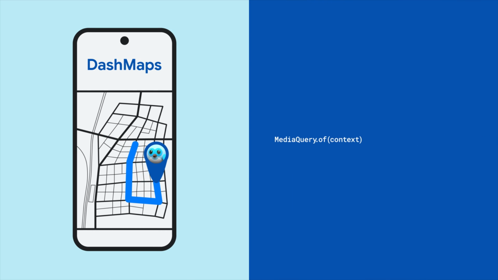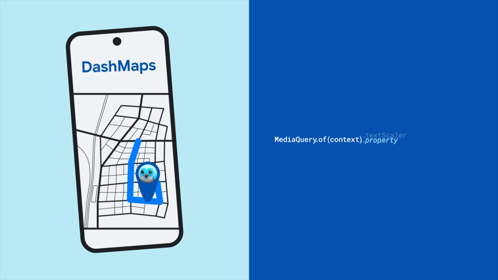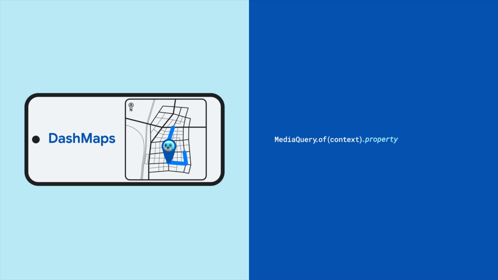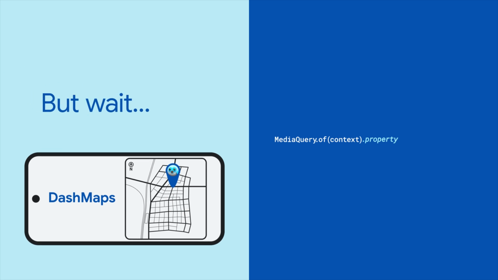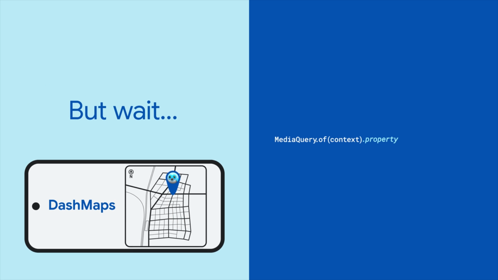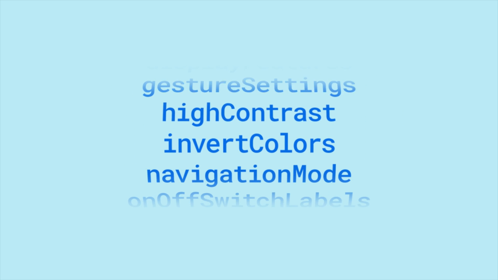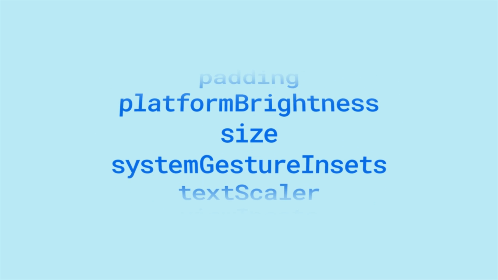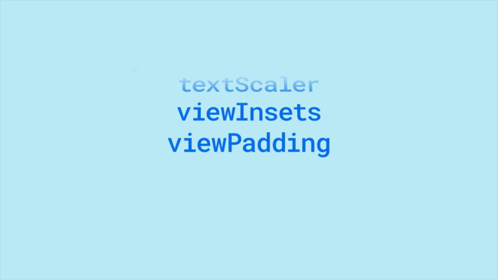This method takes a build context and triggers a rebuild whenever a MediaQuery property changes. If you call MediaQuery.of(context) within a widget's build method, your widget rebuilds anytime the data changes, guaranteeing that your widget has the latest values. Pretty neat. But there's a small gotcha with that. Your widget rebuilds when any of the MediaQuery properties change. MediaQuery has nearly 20 different properties. That's a lot of potential rebuilds.